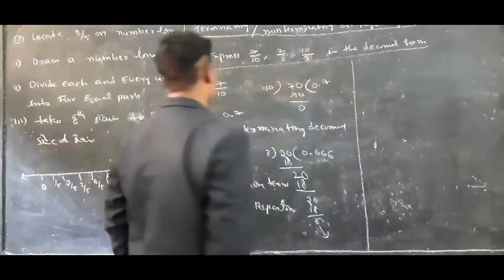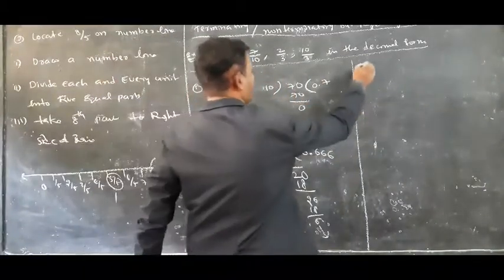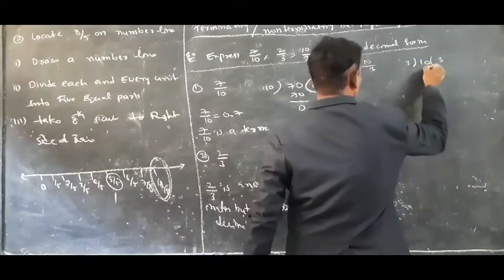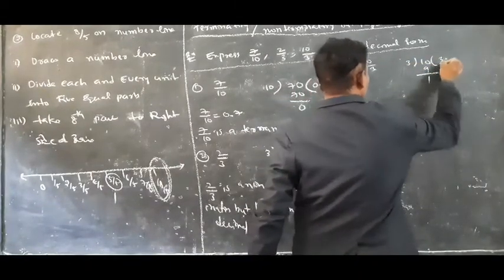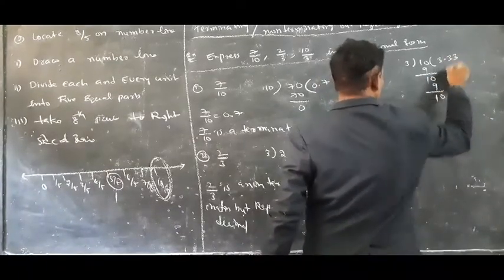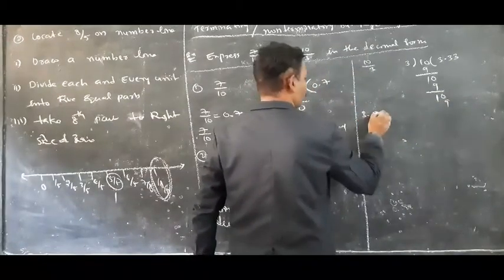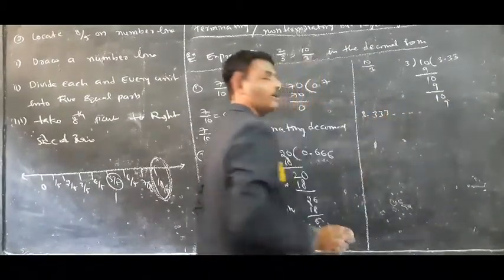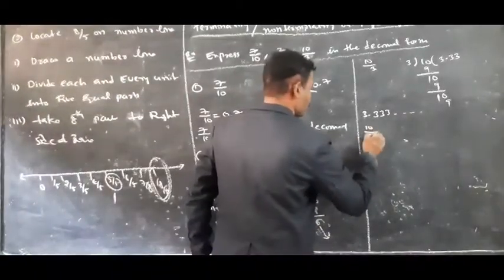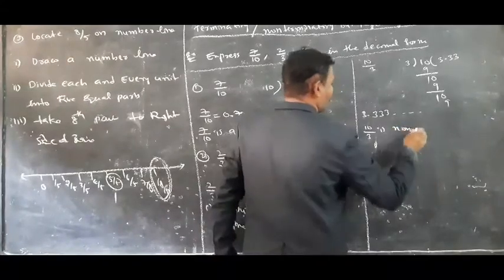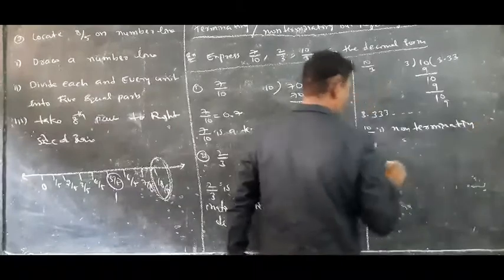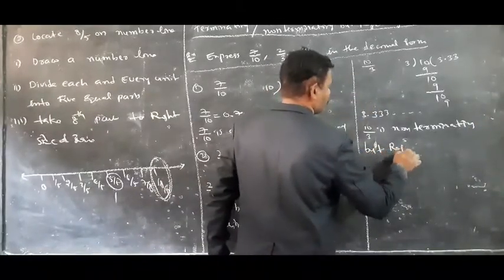Next, what about the third one? That is 10 by 3. 3 into 10: 3 threes are 9, remainder 1. Decimal 0, 3 threes are 9, remainder 1. So 3.333 and so on. It is also a non-terminating but repeating decimal. 10 by 3 is non-terminating but repeating.